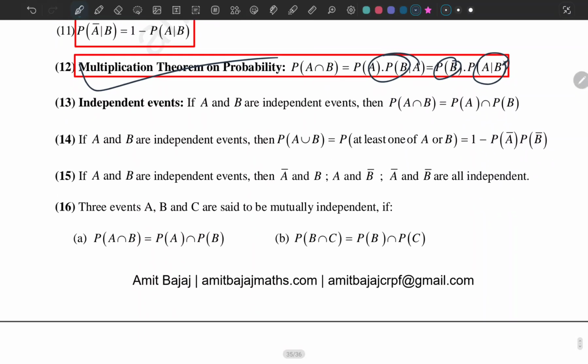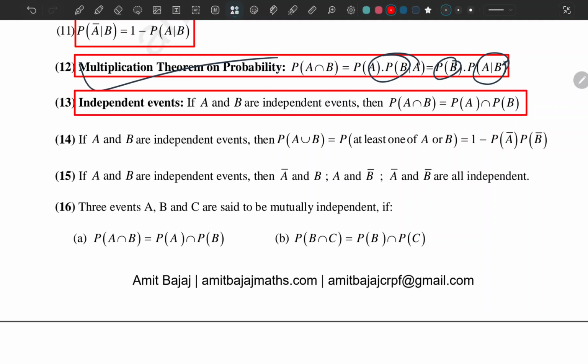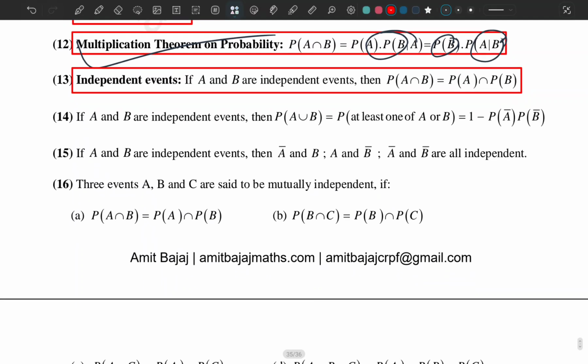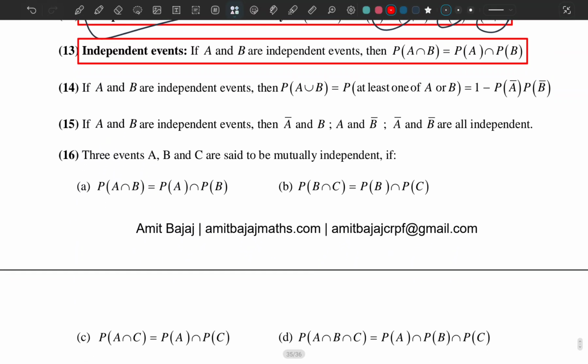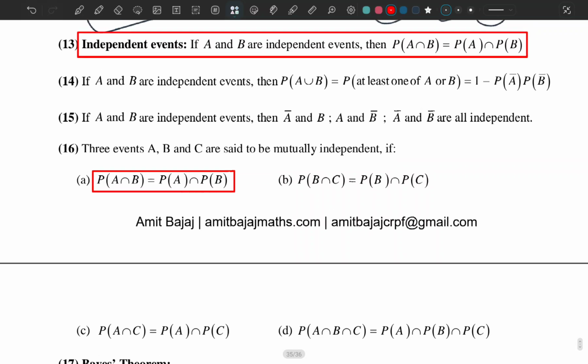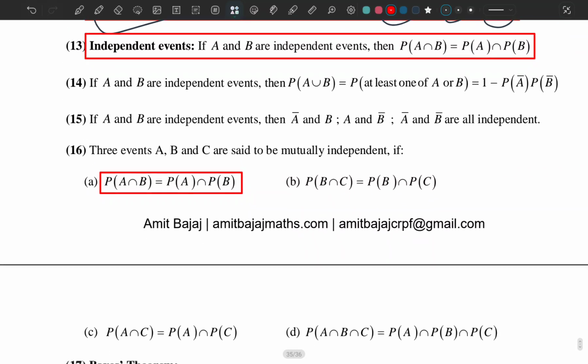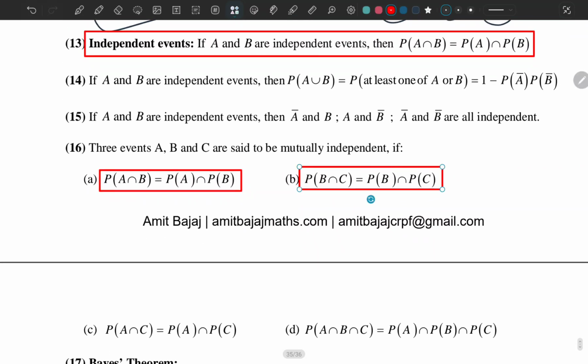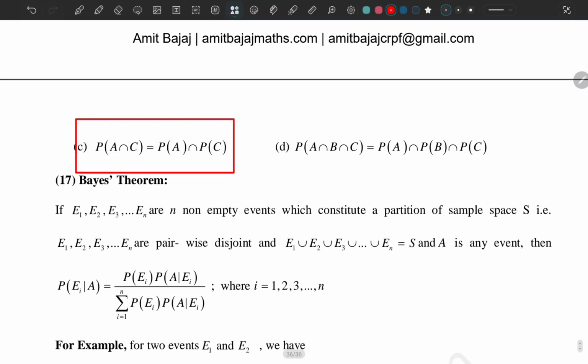Okay, if you see that your two events are independent events, then P of A intersection B can be written as P of A times P of B. And now, this is also very important: P of A intersection B equals P of A times P of B, same as for independent events. Again, very important. And this one is also.